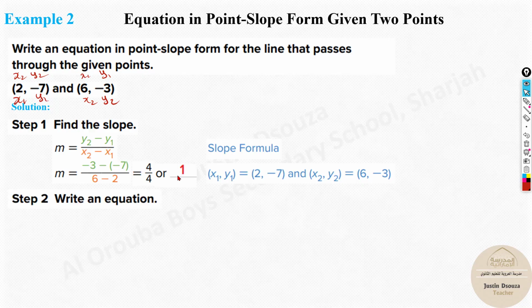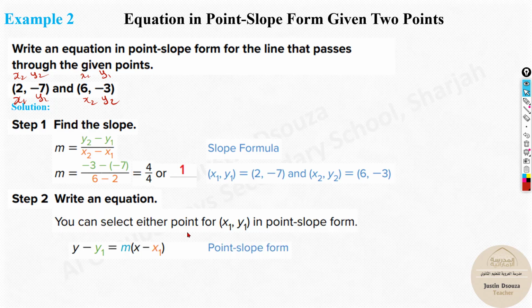Step 2 is to write an equation. Which equation? Point slope form. So use this point slope form. But look over here. It is y minus y1 equals m into x minus x1. Which point will you choose? Is it the first one or the second one? It's up to you, because you can choose any as x1, y1. This can be x1, y1 as well. So it's up to you to choose the point, and it can be multiple answers.